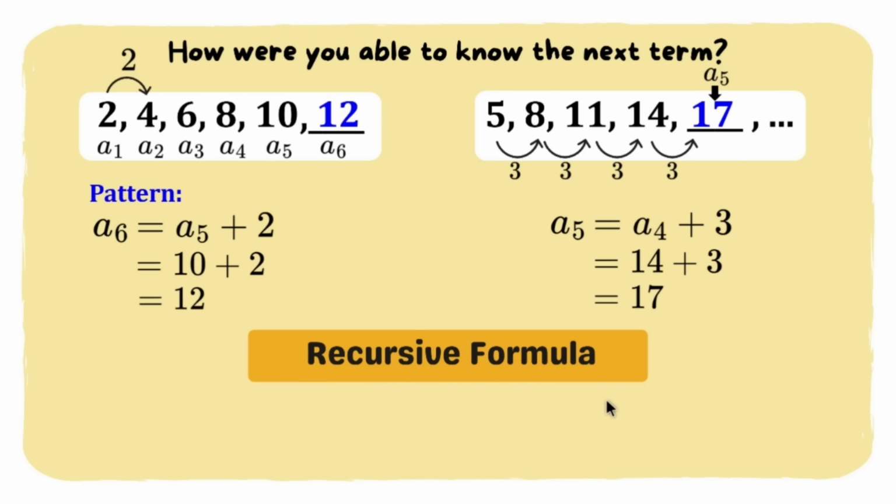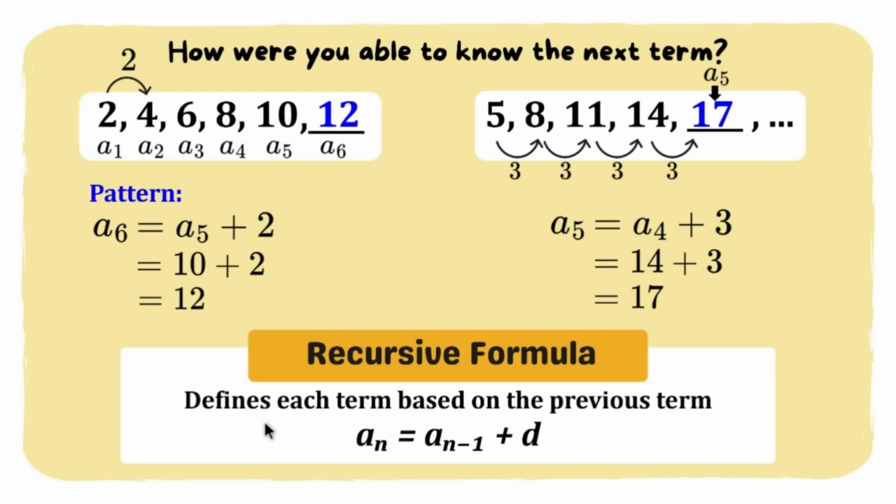Ang tawag po natin dito sa formula na ito ay recursive formula. Ano po ang recursive formula? It defines each term based on the previous term. So, ito po yung pagkakasulat ng ating formula. A sub n, where n here is the position, okay, is equal to a sub n minus 1 plus d.